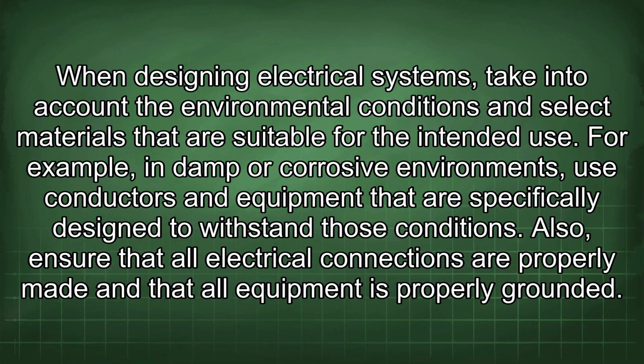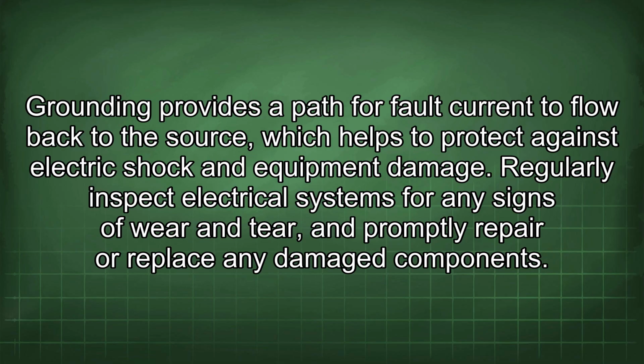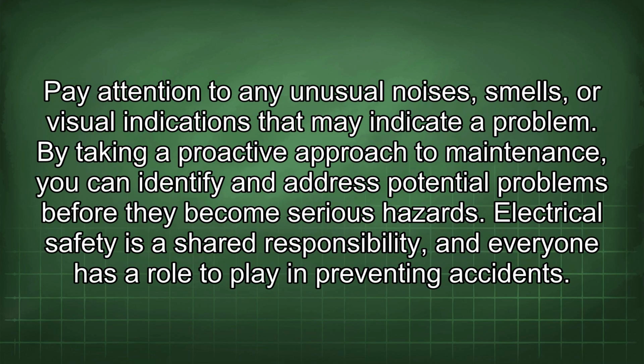Also, ensure that all electrical connections are properly made and that all equipment is properly grounded. Grounding provides a path for fault current to flow back to the source, which helps to protect against electric shock and equipment damage. Regularly inspect electrical systems for any signs of wear and tear, and promptly repair or replace any damaged components. Pay attention to any unusual noises, smells, or visual indications that may indicate a problem. By taking a proactive approach to maintenance, you can identify and address potential problems before they become serious hazards.